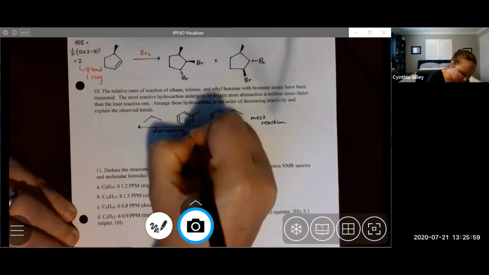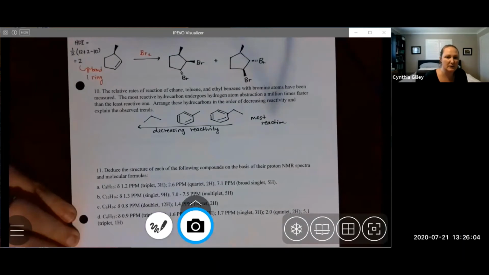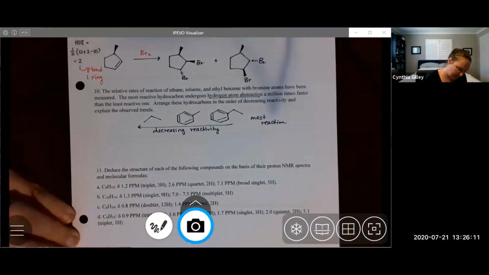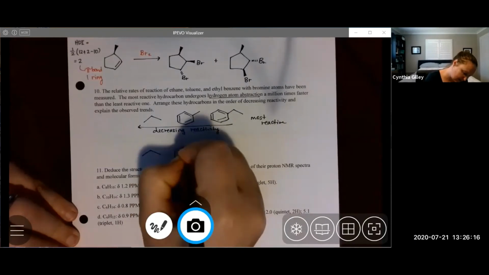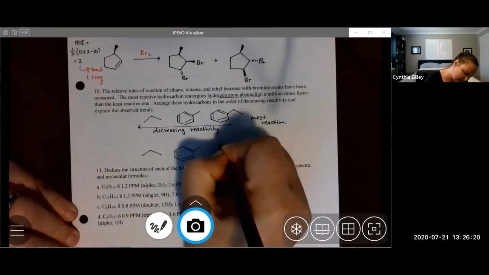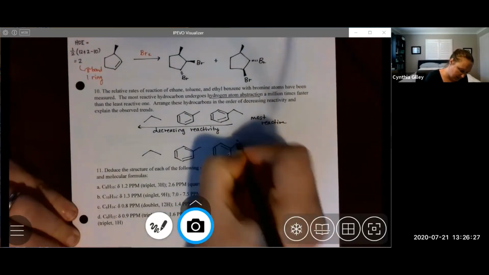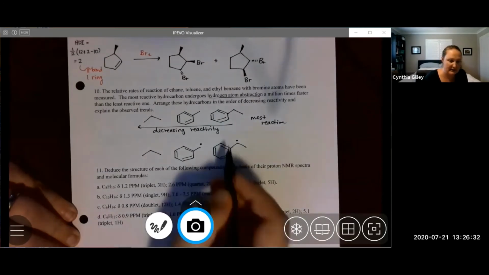Because of course we are forming radicals here. If we're reacting with bromine atoms and it's undergoing what's called hydrogen atom abstraction, that's a radical reaction. So we have the formation of a radical in all of these cases. So we can figure out where is the most stable radical position in these molecules. For the aromatic compounds, it's the benzylic position because of resonance stabilization.